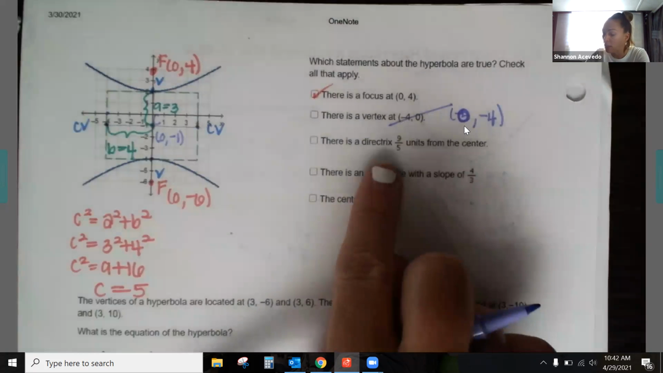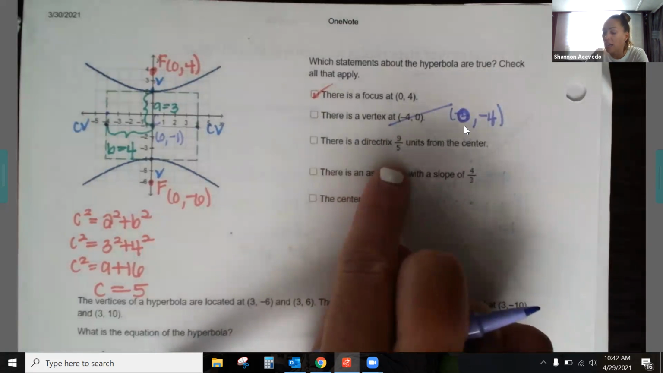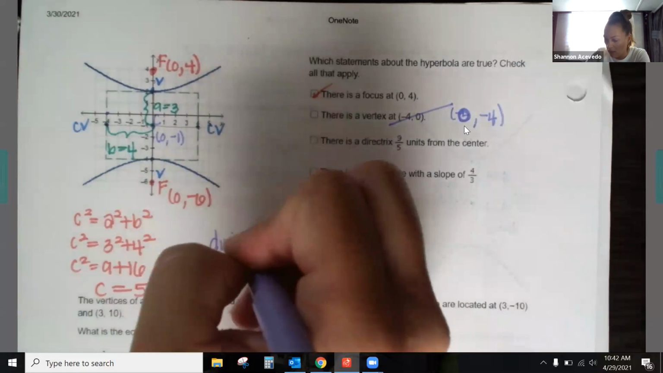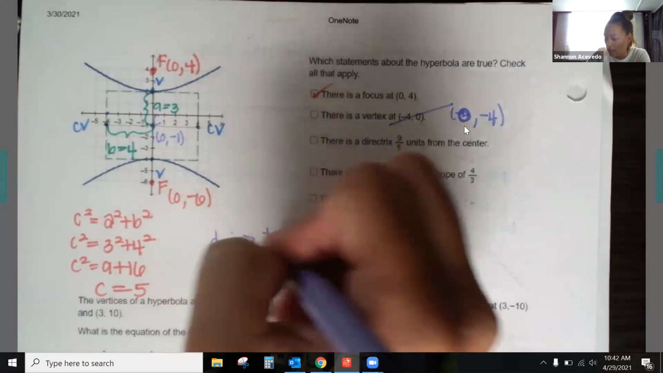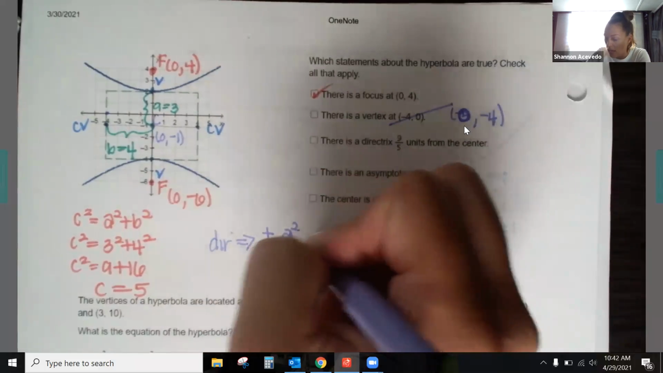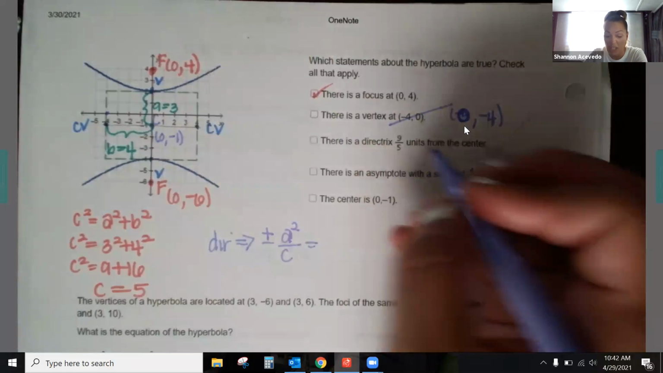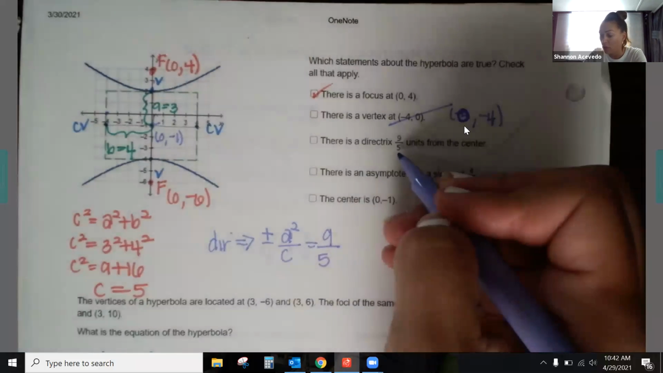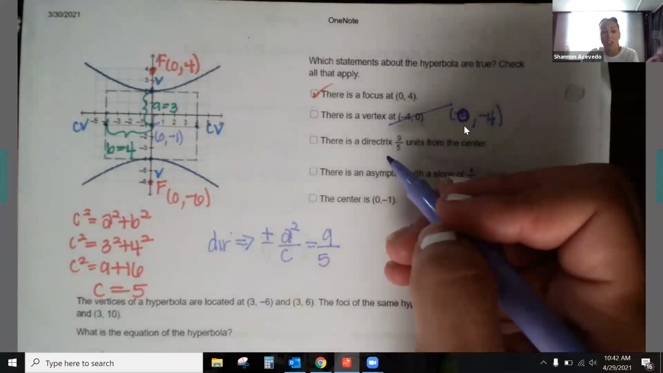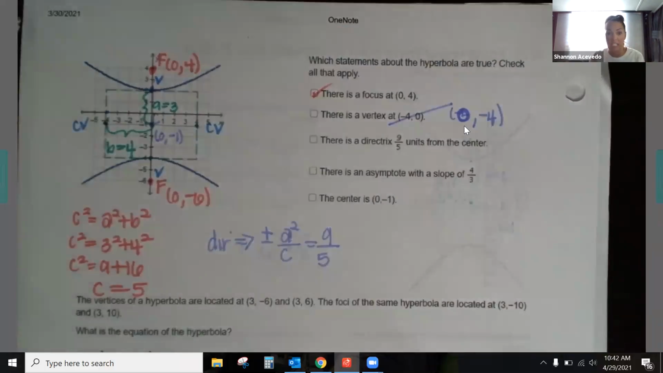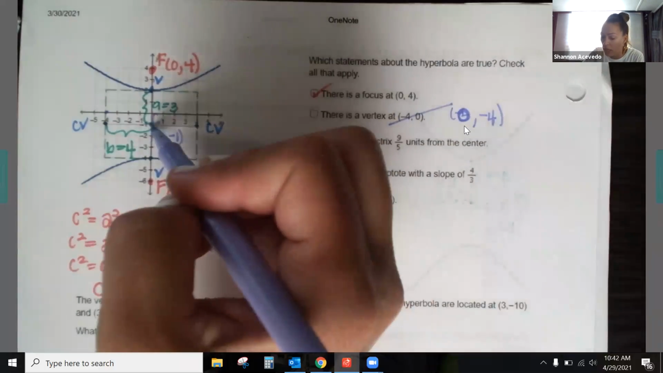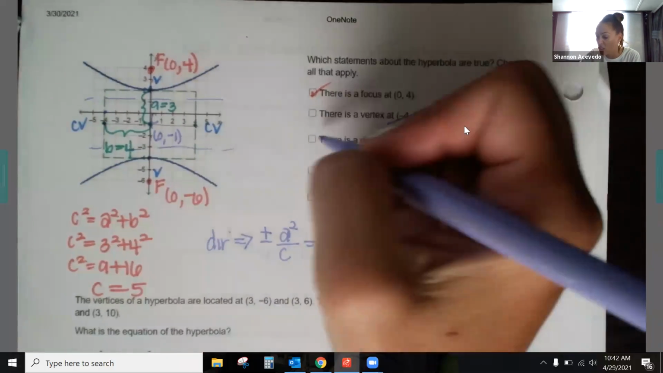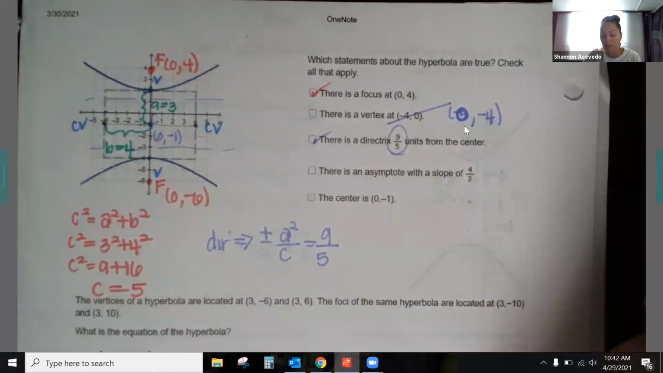What else? My directrix. There is a directrix 9/5 units from the center. So remember, for my directrix, it is going to be plus or minus a squared over c. A squared, so a is 3. 3 squared is 9. My c is 5. So that's true. It doesn't say a y distance or left and right or up and down. So it's just talking about that distance in general. So we know it would be 9/5 and it would be going this direction. But it didn't even ask that. So they just asked for this value for this problem.